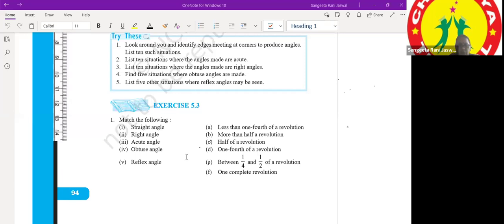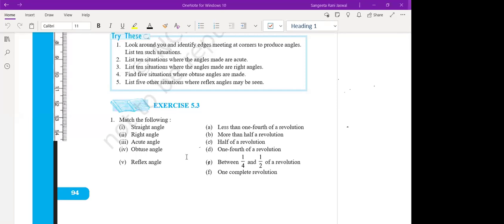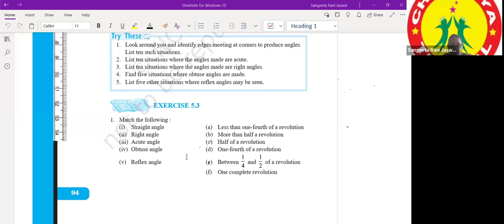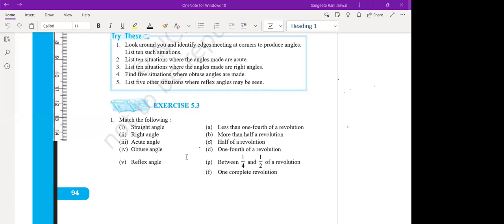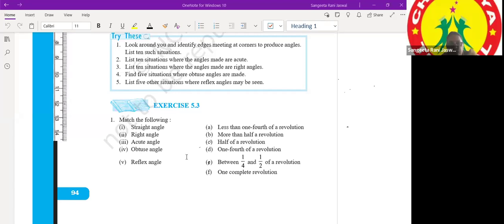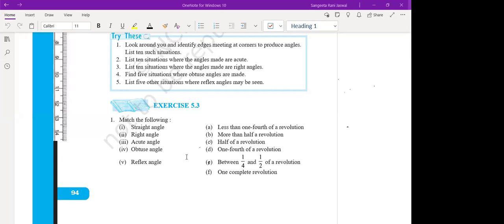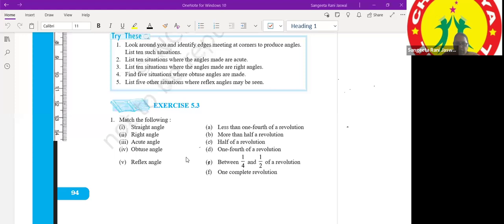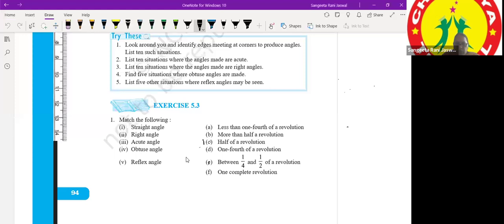Okay, Shreyansh, tell me the first one, straight angle. Ma'am, half of a revolution. Yes. So you will match this with the C part. I'm just writing the number here.